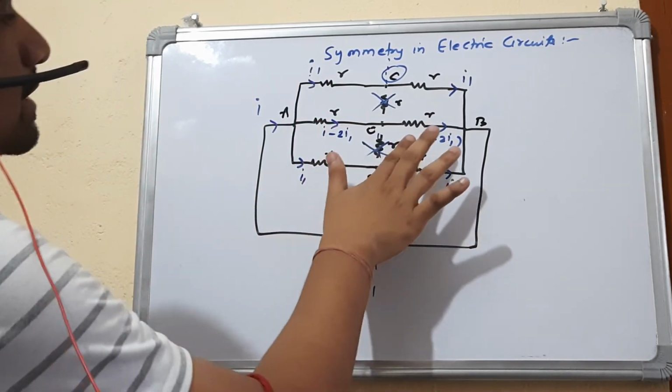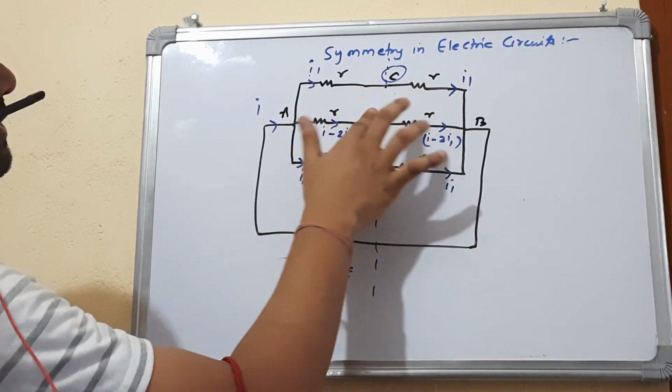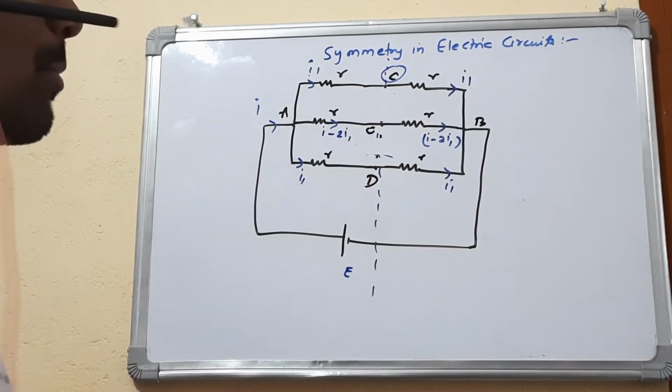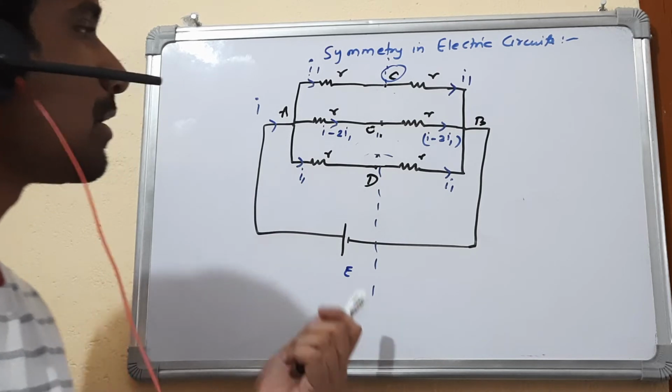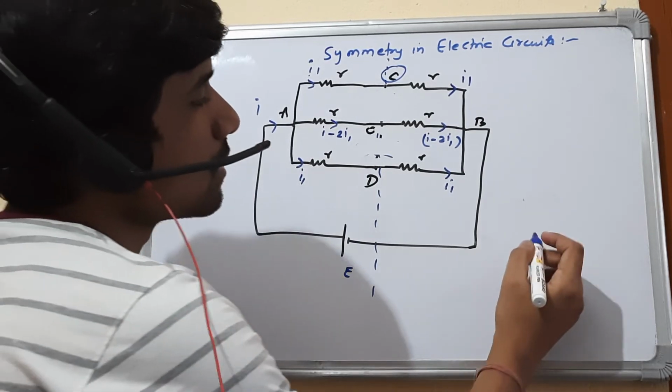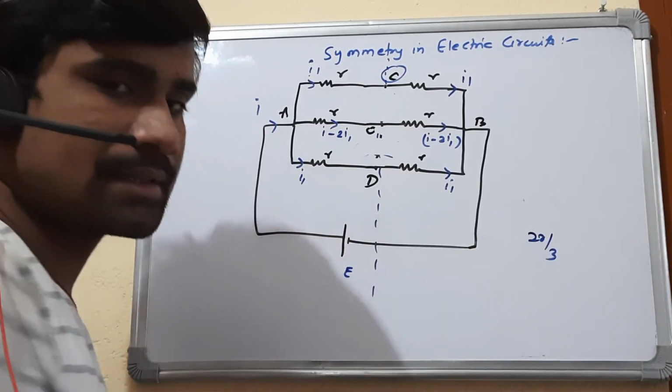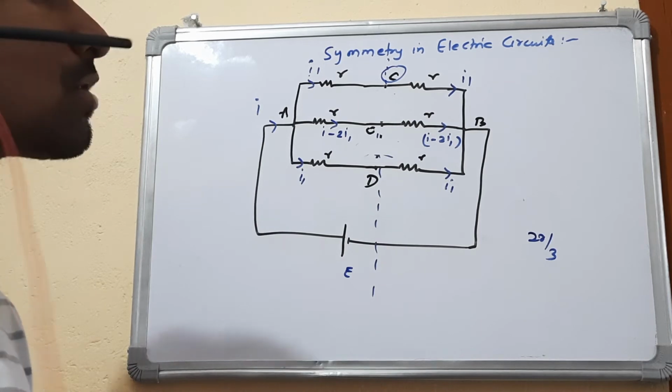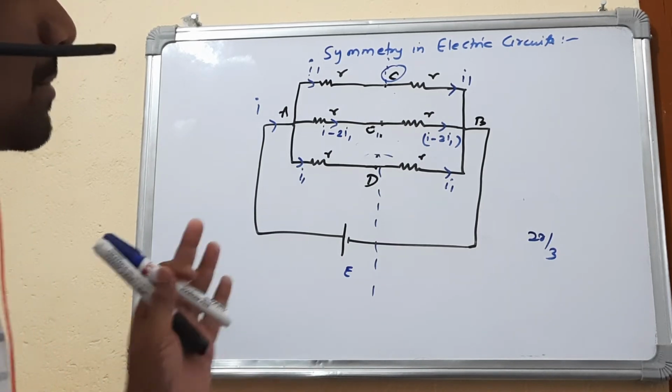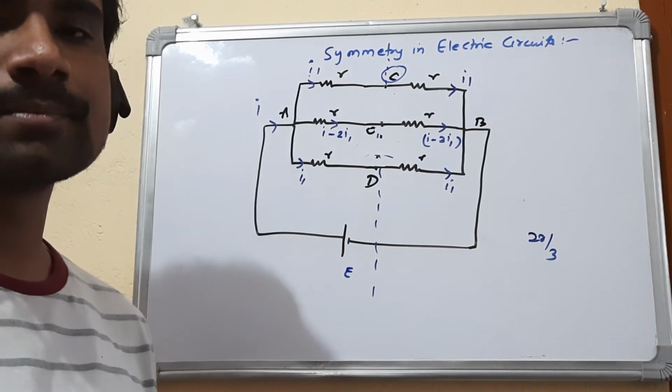And now you see the circuit is so simple. This is just a three parallel resistor combination, and you'll be able to find the answer, which is 2R by 3. Right? It looked a bit complex, but if you apply symmetry, it is very simple. Correct?